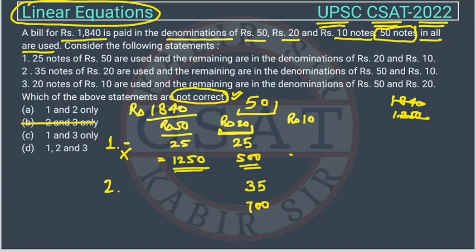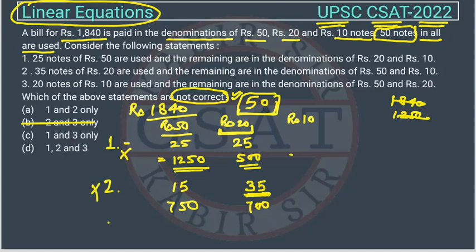So the second case is 35 notes of rupee 20 are used and the remaining are in the denomination of 50 and 10. After we use 35 here, the remaining is only 15, because in total we have 50 notes only. Suppose I am allotting all 15 to the 50 rupee notes. This will be only 750. So the total will be 1450 rupees only. This is not 1840, so this case is also not possible.